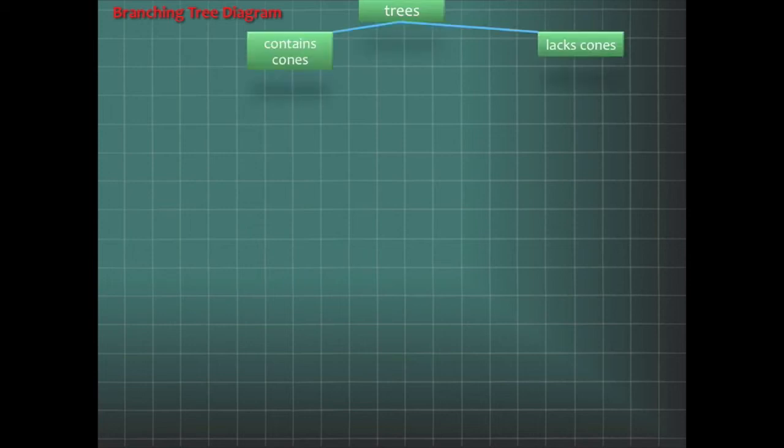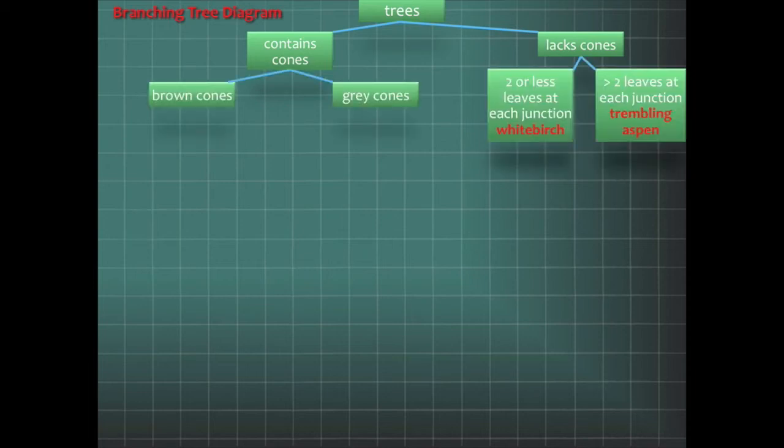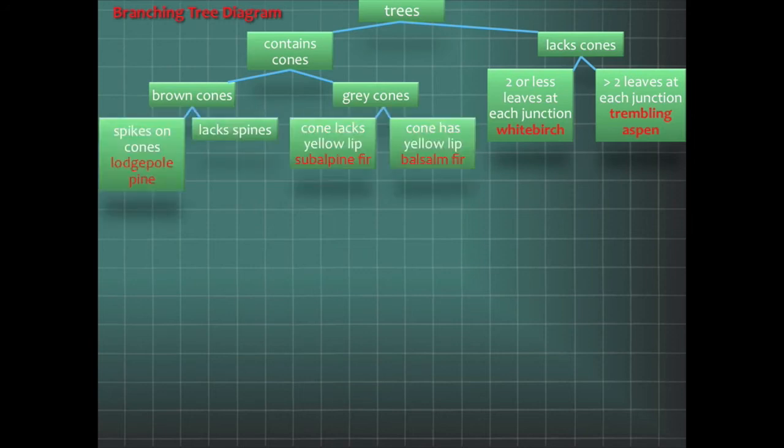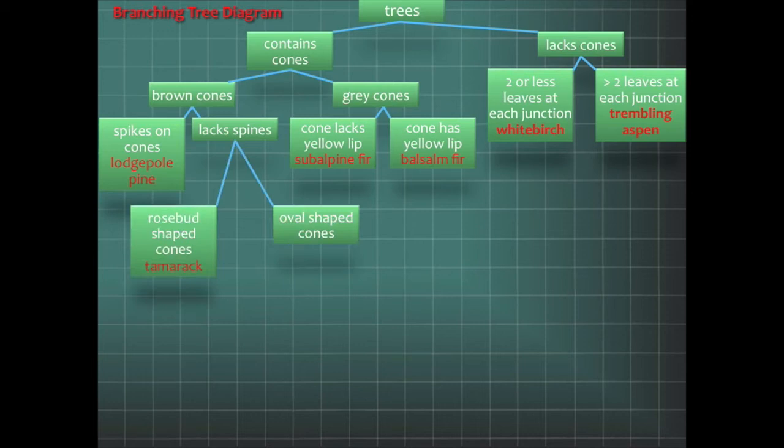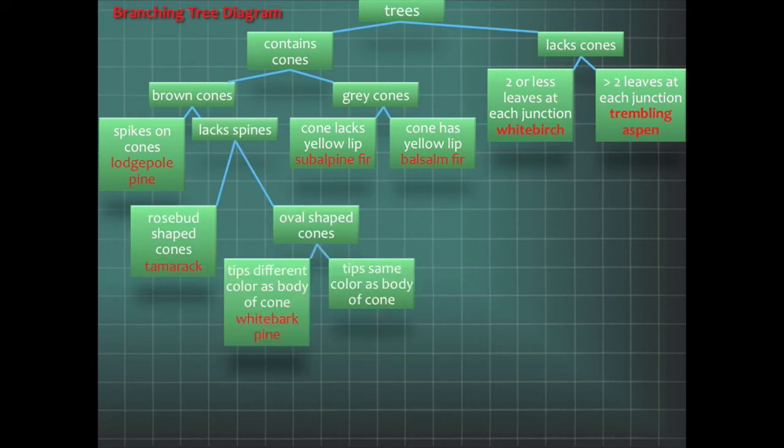Before making our dichotomous key, we should draw out a branching tree diagram showing the characteristics of our specimens. There is an initial split to divide the specimens into two groups or populations. We then continue to divide the specimens using their characteristics until one specimen, shown in red, is located at the end of each branch.